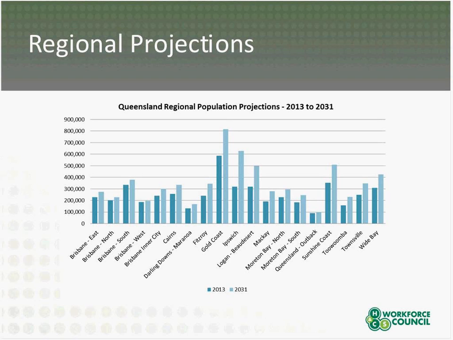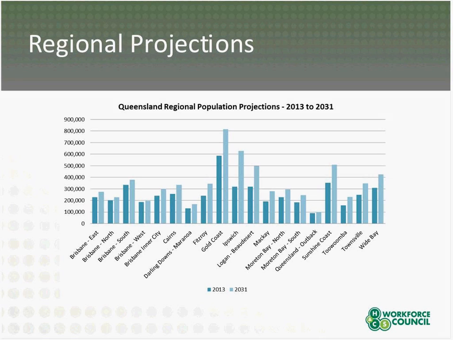What we can see in this slide is that there's expected to be significant population growth in an area like Ipswich. But what will that population growth look like? Will it be young families or will it be the elderly? Those are important factors to consider when you consider what demand will look like into the future.